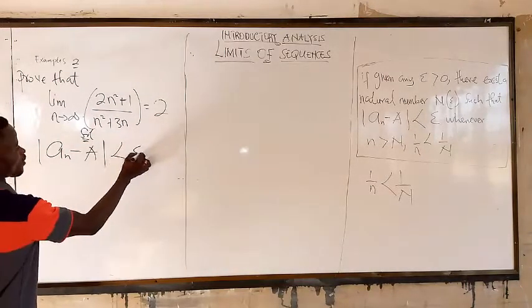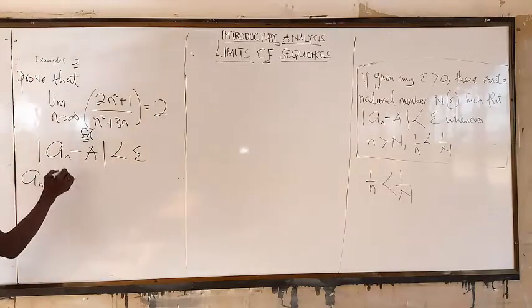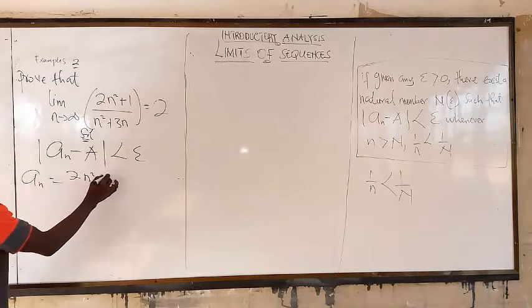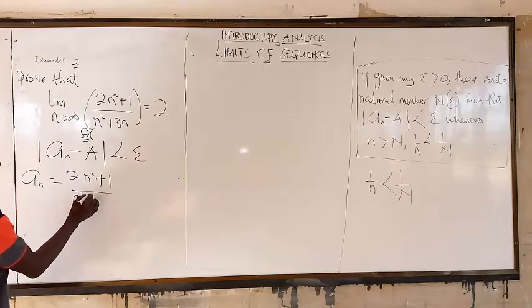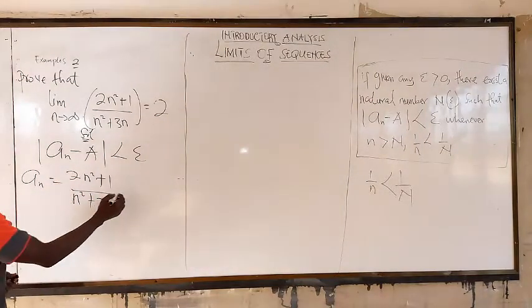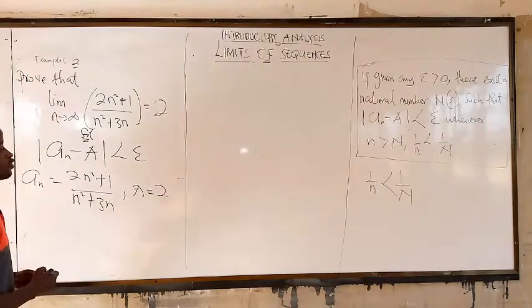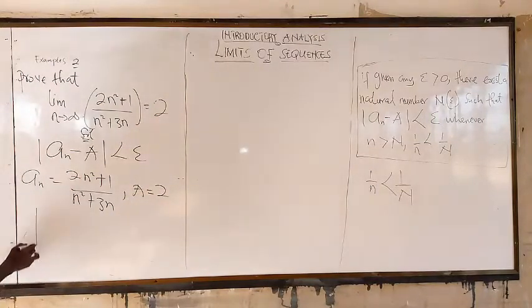A will be less than what? Epsilon. And you know that a of n is equal to (2n squared plus 1) over (n squared plus 3n). Hope you can see that. Very good. And the a here represents the 2.